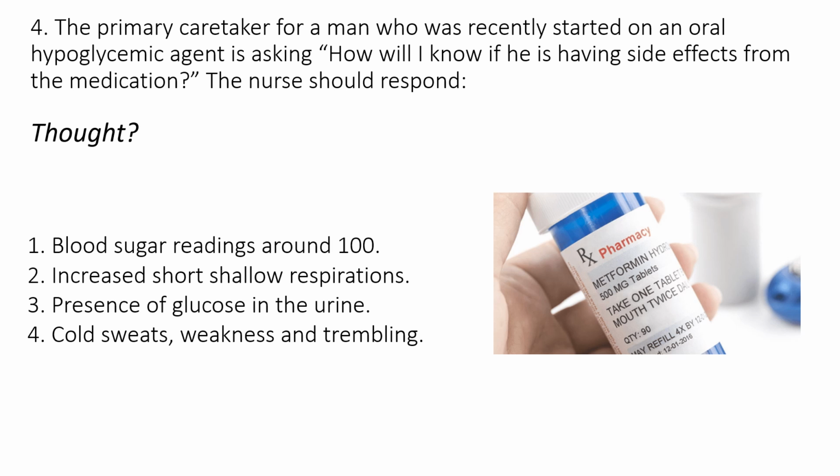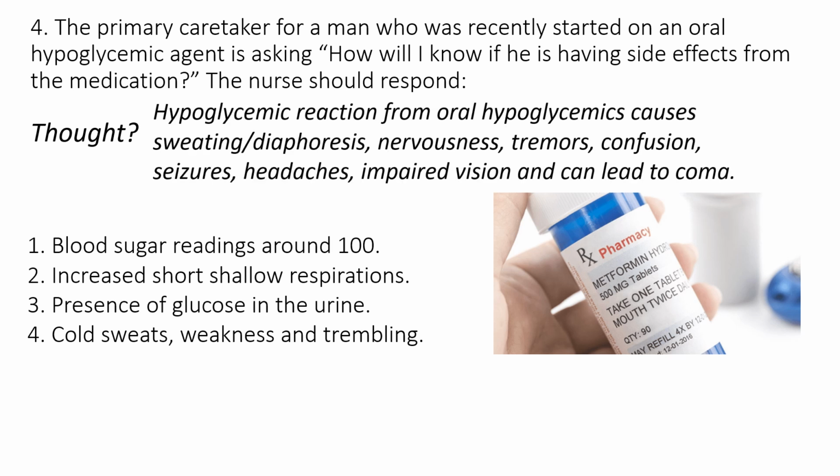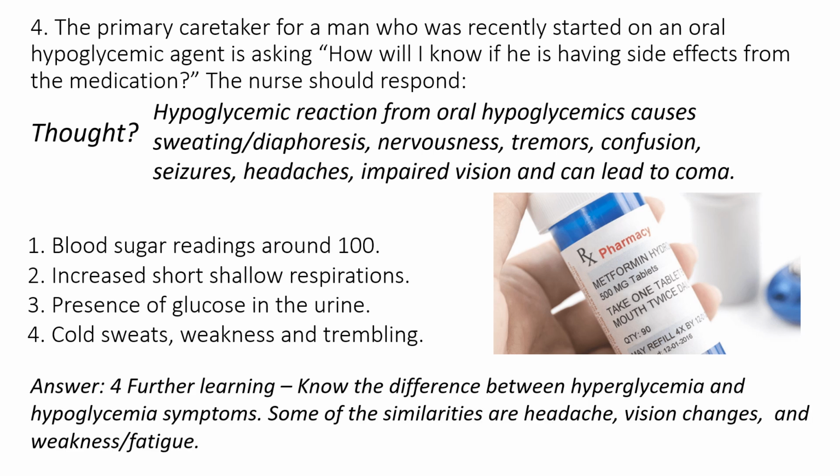The answer here is number 4. So it's asking for the side effects of oral hypoglycemics. Well, oral hypoglycemics can cause hypoglycemia. And the first signs are sweating, diaphoresis, nervousness, confusion, tremors, headaches, impaired vision. Later issues can be even seizure and coma. So number 4 is the answer.